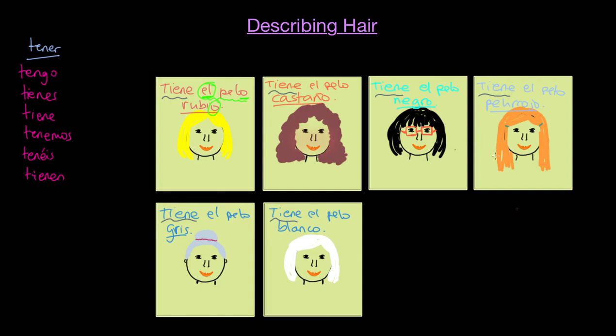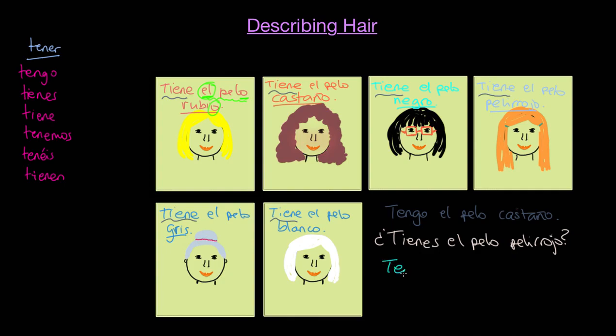Now, if instead of describing this woman, I was describing myself, I would say tengo, for example, tengo el pelo castaño. If I was describing you, okay, let's say I know that you have ginger hair, I could say tienes el pelo pelirrojo, or I could ask you, do you have red hair? Tienes el pelo pelirrojo? Okay, if I was talking about, I don't know, two of us have gray hair, we could say tenemos el pelo gris.